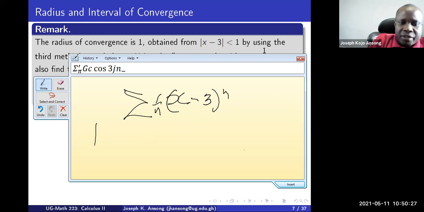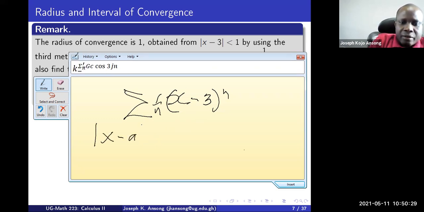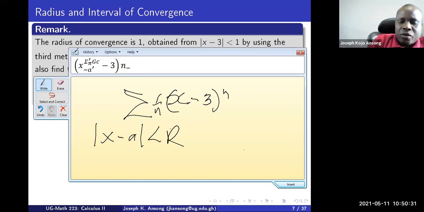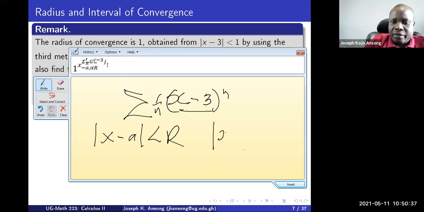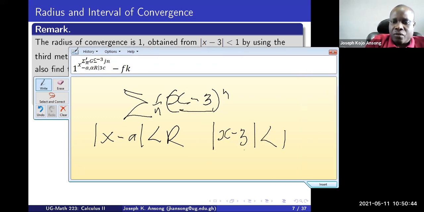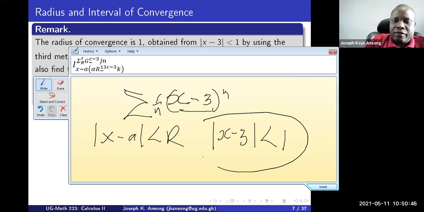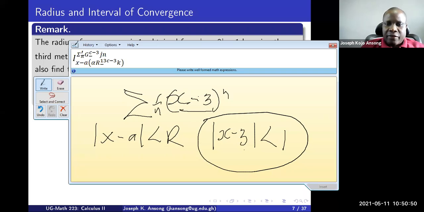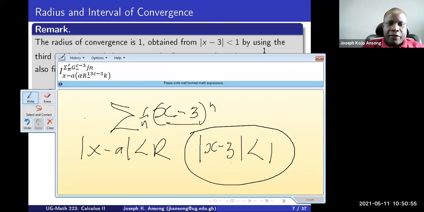Remember, we said the radius is given by absolute value of x minus a less than r. A is 3 here. So I just pick what is here, right? So I have absolute value of x minus 3 is less than the radius. We just calculated the radius to be 1. So 1. So this gives me the interval of convergence. So you can get an interval from the series once you have computed what the radius of convergence is. Okay, good.